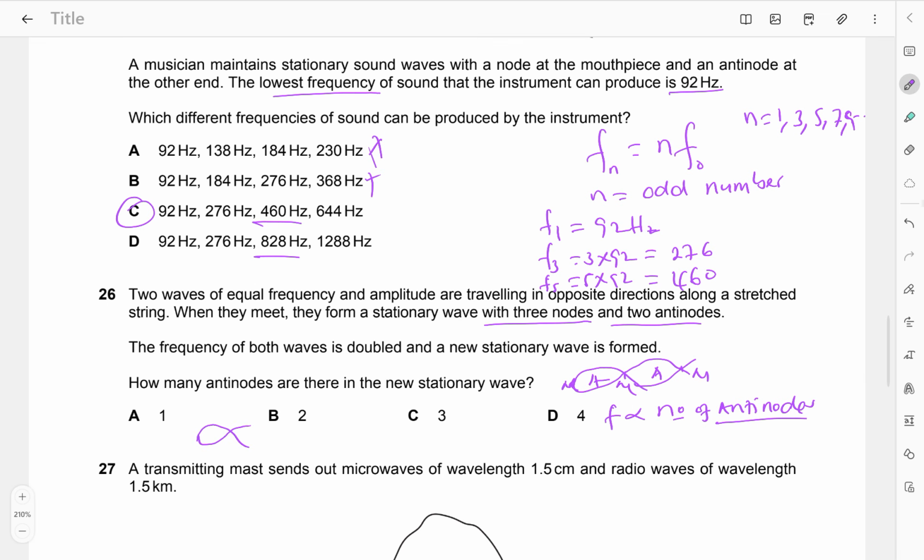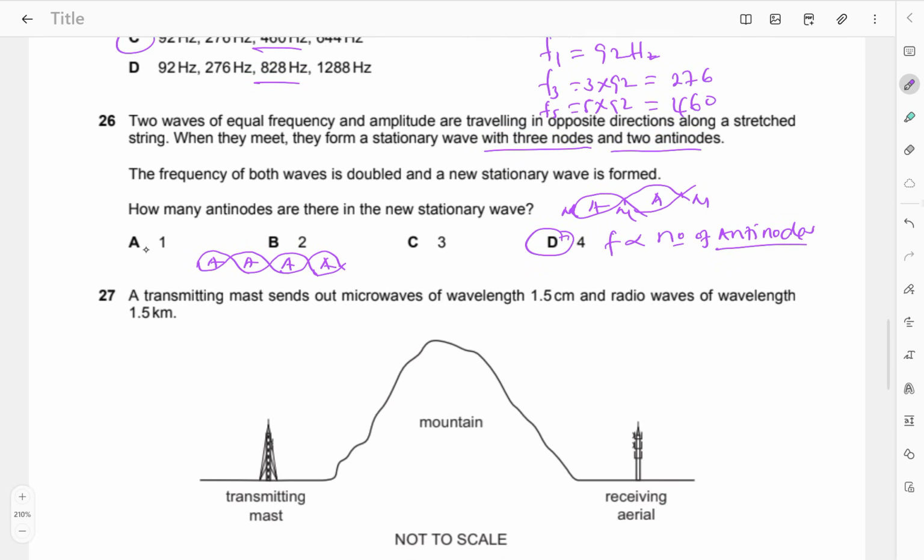So we have something like this. That is double. So we have 1, 2, 3, 4 antinodes. So our answer is automatically D. How many antinodes are there in the new stationary wave? So the answer is automatically D without even much reasoning.